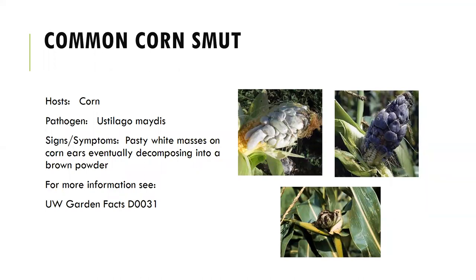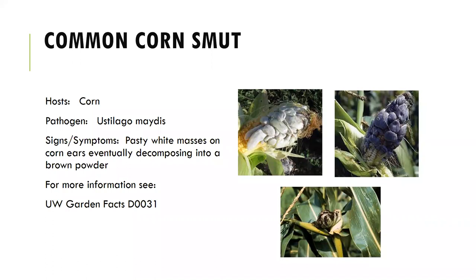This generally isn't a real significant disease, except in sweet corn, where it can make it look very aesthetically unappealing, and it makes it a little more difficult for canning or freezing. So if you really want to process a lot of your corn, you want to avoid getting this in your garden. Interestingly enough, early stages of common corn smut are eaten as a delicacy in some cultures, and people try and cultivate it.